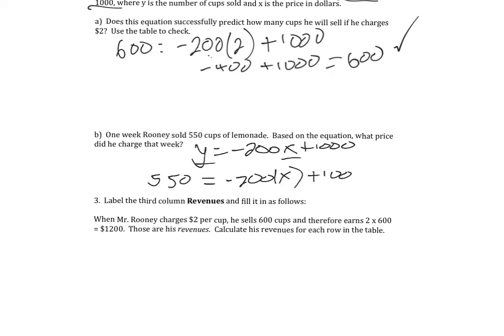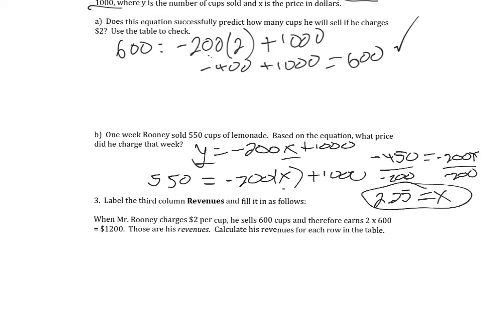So we set up our equation. We want to figure out what x is. First we subtract 1,000 from both sides to get negative 450 is equal to negative 200x, because we subtracted 1,000 from here, so all that's left is the negative 200x. We divide both sides by negative 200, and a negative divided by a negative ends up being 2.25. This is x. So in other words, when we set a price of $2.25 per cup, we'll sell 550.